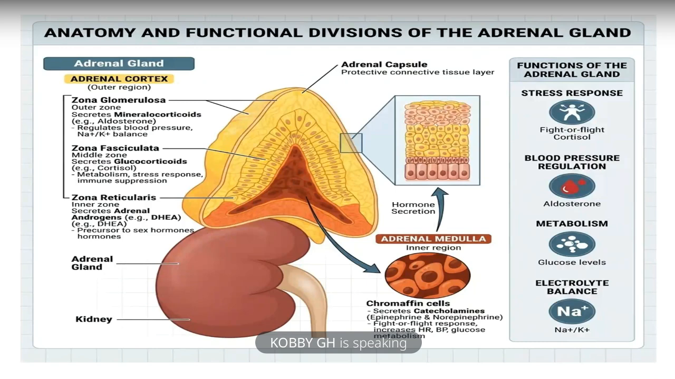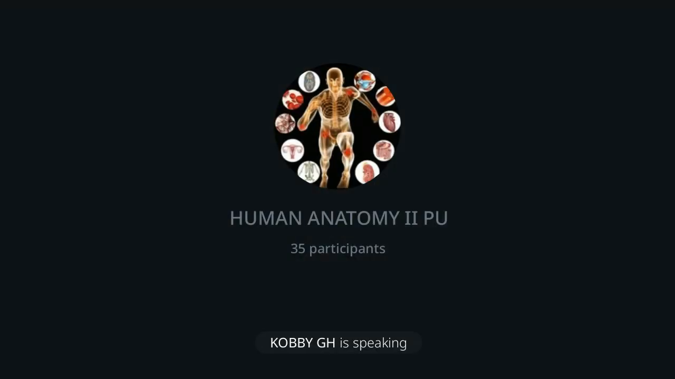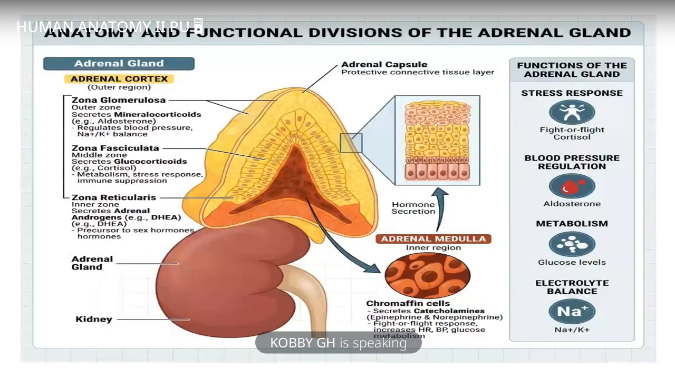So it shouldn't end at you just knowing the zones and the hormones they produce. You should know the functions of the hormones. So when we ask you what's the function of aldosterone, it helps you to reabsorb salt, reabsorb water, and excrete potassium.